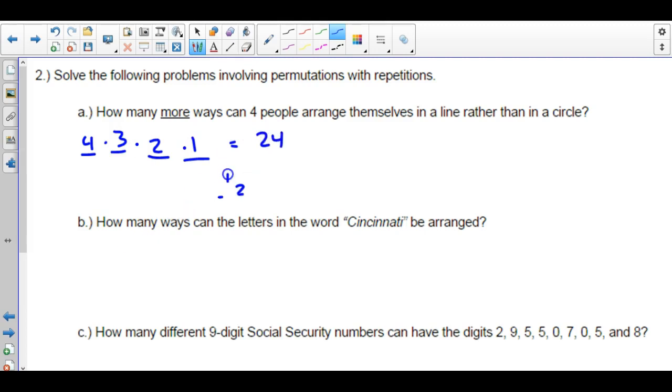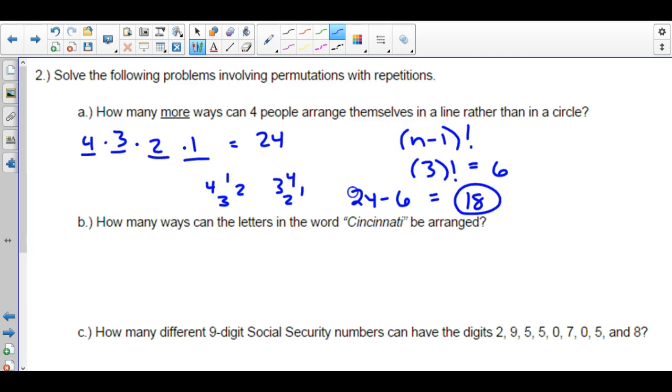However, if I arrange them in a circle like this, that is the same rotation as if I were to arrange them like this. So there's a repetition here. The formula is we just take the number of people, subtract 1, and do a factorial. So I would do 3 factorial, and that would be 6 ways. Because it says how many more ways can they arrange themselves, you want to subtract these 2 values. So 24 minus 6 means that there are 18 more ways that you could arrange people in a line rather than in a circle.